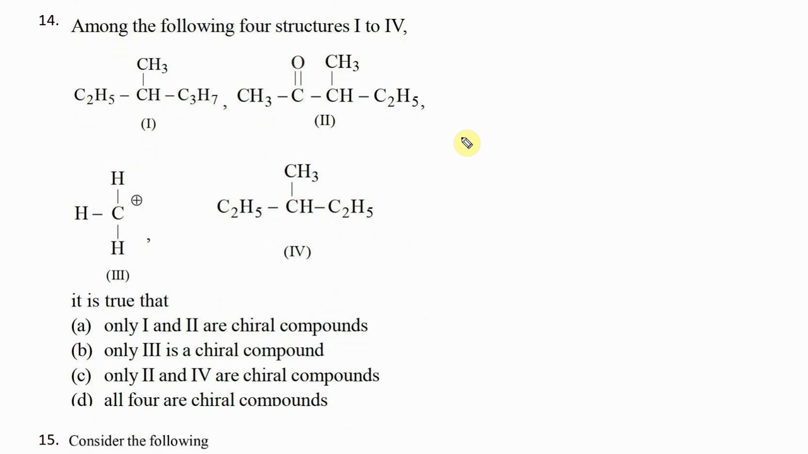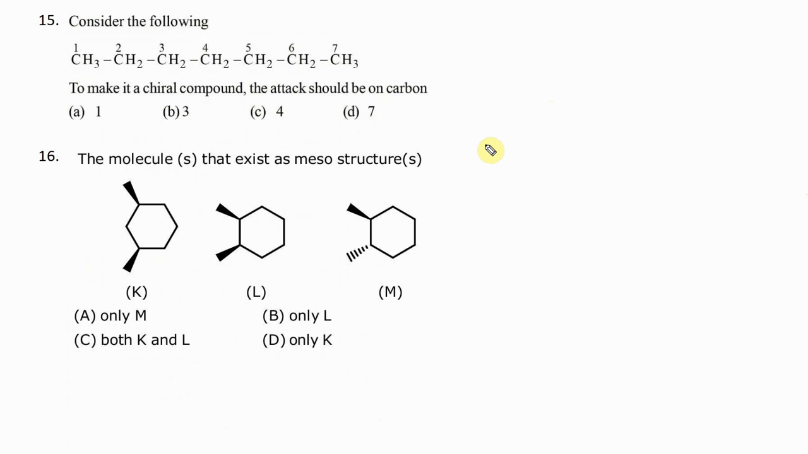Among the following 4 structures, what is true? So they're asking about chirality, just look at the options. When you look here, methyl, ethyl, propyl, this is chiral. When I go here, some group, hydrogen, methyl, ethyl, chiral. This cannot be chiral, and this cannot be chiral either. These two are the same. 1 and 2 are chiral. So only 1 and 2 are chiral compounds. Here both are ethyl and there are 3 hydrogens, so it's impossible.